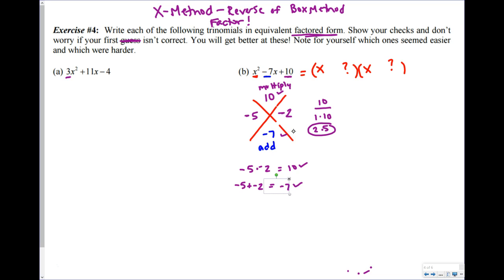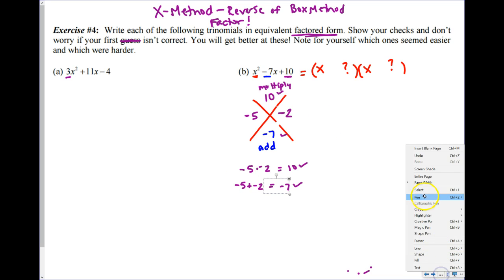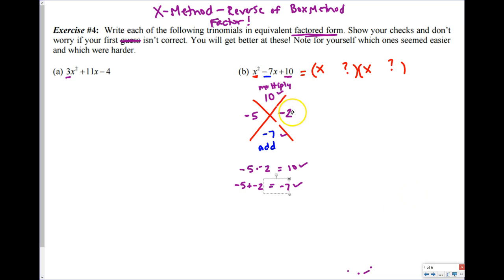So it's a puzzle. You're thinking of two numbers that multiply to the top number and add up to the bottom number. Once you get those two numbers that multiply to the top and add to the bottom, you're going to take those two numbers and put them into your binomial. So I've figured out my two numbers. They're -5 and -2. So I'm going to take that -5 and -2, and I'm going to have x minus 5, x minus 2. Okay, so my final answer when I factor is this.